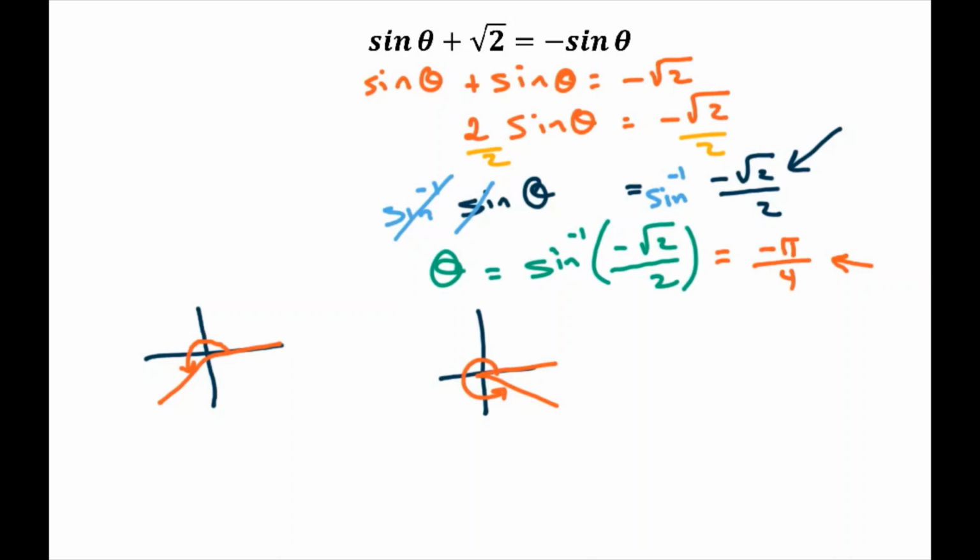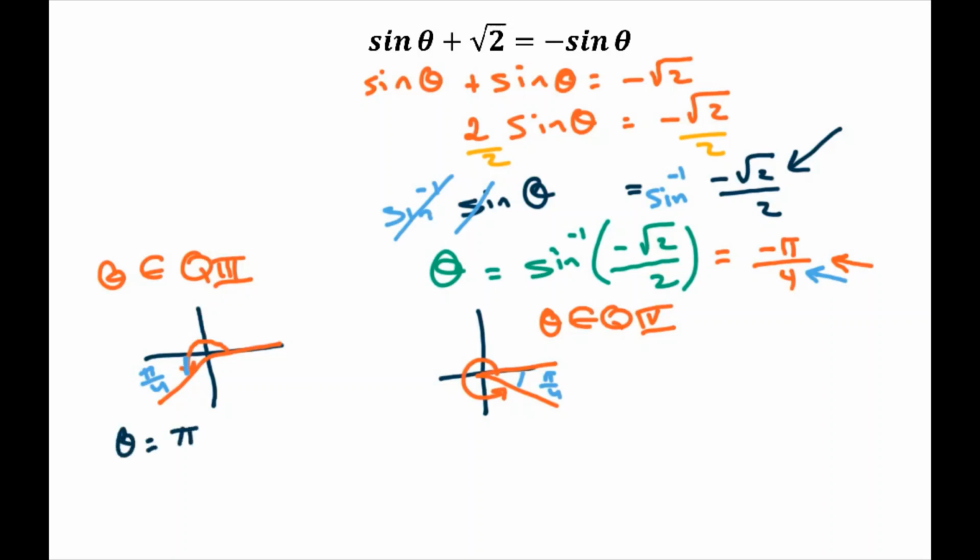Okay, so theta in quadrant 3 and theta in quadrant 4. Now, how are we going to use this one? Well, this is a reference angle, pi over 4. Now, theta will be equal to pi plus pi over 4. You can multiply by 4 to make like denominators. That's going to be 5 pi over 4.